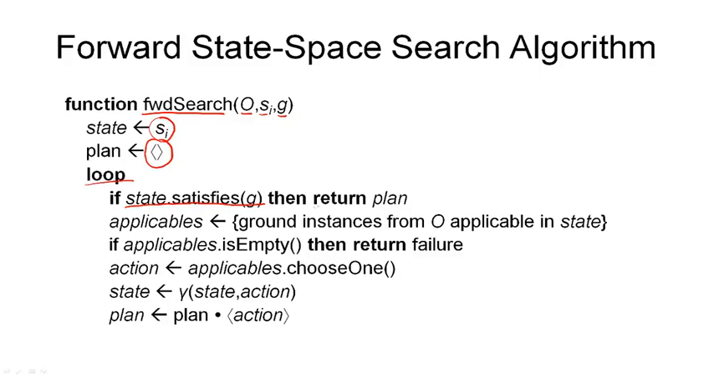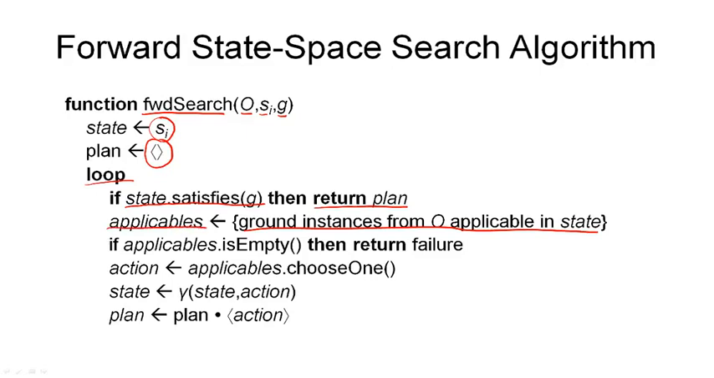If this is the case, then we can return our plan, initially the empty plan. So if our initial state was a goal state, then we return the empty plan and we're done. If not, we have to continue. And what we have to do next is compute the state transition function. We do this, as described earlier, by computing all the ground instances from all the operators defined in our planning problem that are applicable in our state. So this gives us the set of applicable actions in our current state.